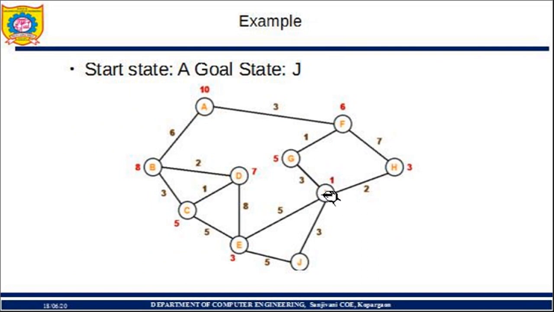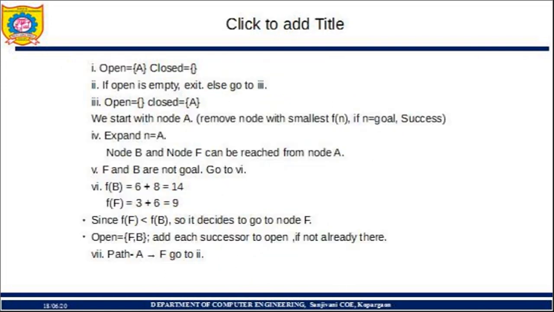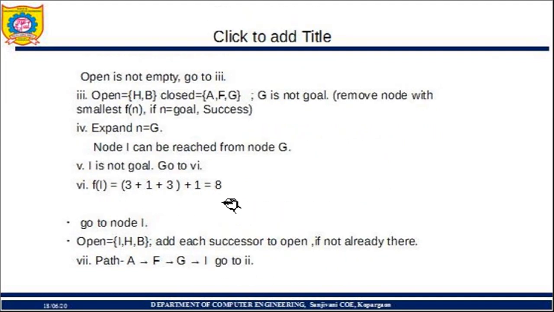What is F of this? G plus H. What is H? 1. What is G? Start from the source node. 3 plus 1 plus 3, that is 7, plus 1 for the heuristic. So in this fashion, I have got the F value for I, that is 8. Go to the node I. Now I is my child, so I'll be putting I in open. It is a newly found node, it was not there in open, so I added it into open. So what is my new path now? A, F, G, I. Fine.